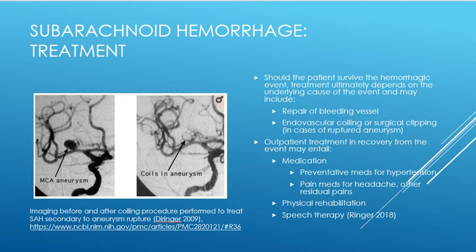If intervention occurs quickly enough and the patient survives the hemorrhagic event, treatment includes any kind of mechanism to repair the bleeding vessel. In cases of ruptured aneurysms causing the hemorrhage, you may see endovascular coiling or surgical clipping to treat it. And following immediate intervention, outpatient recovery may include medications for hypertension or any residual pains the patient may be having, most commonly including headache. If any neurological deficits present, treatment may also include physical rehabilitation and speech therapy.